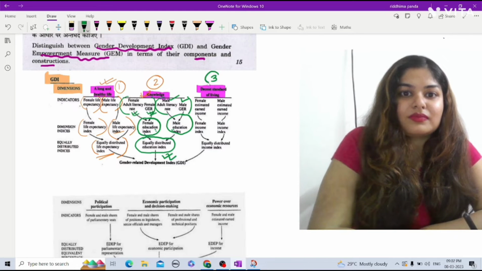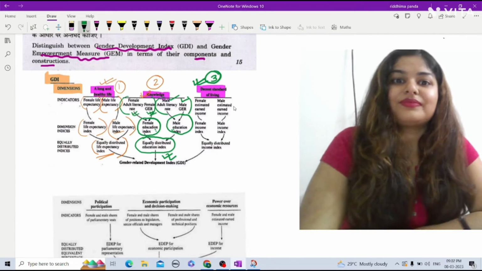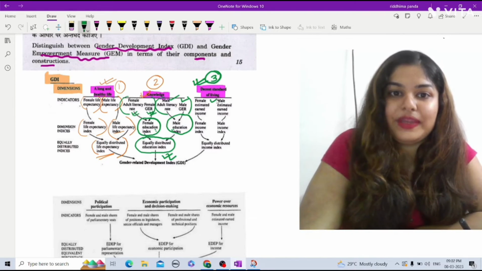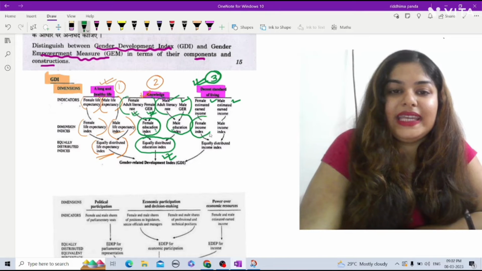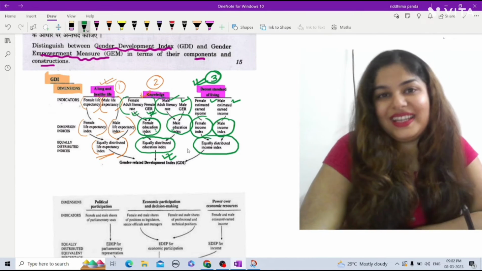Now the last one, that is a decent standard of living. In this, what we are going to estimate is the earned income of female and male, and together the income index, and then finally the equally distributed income index.